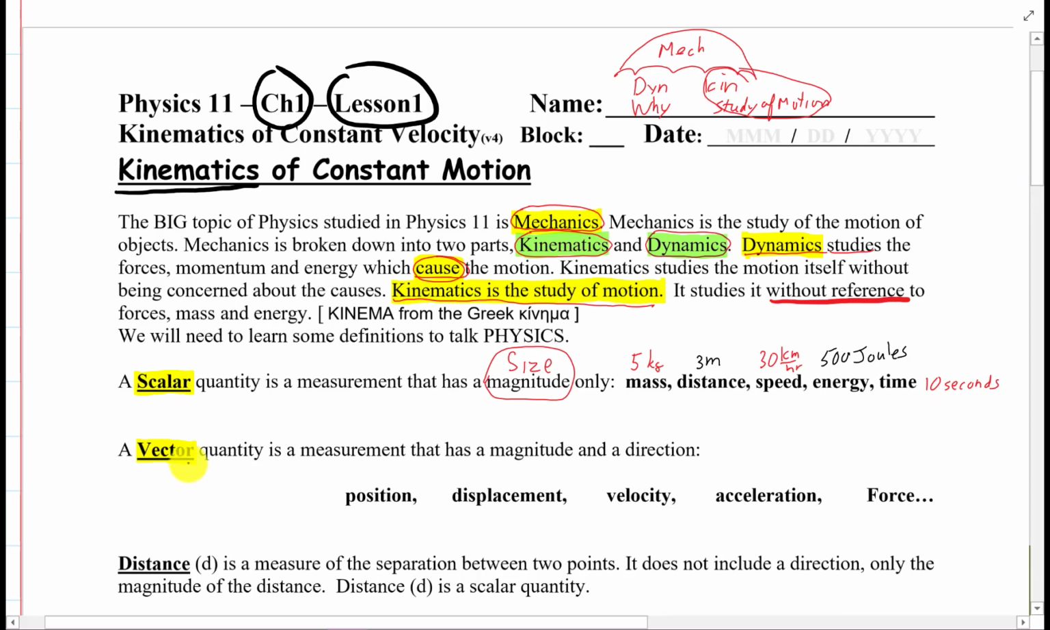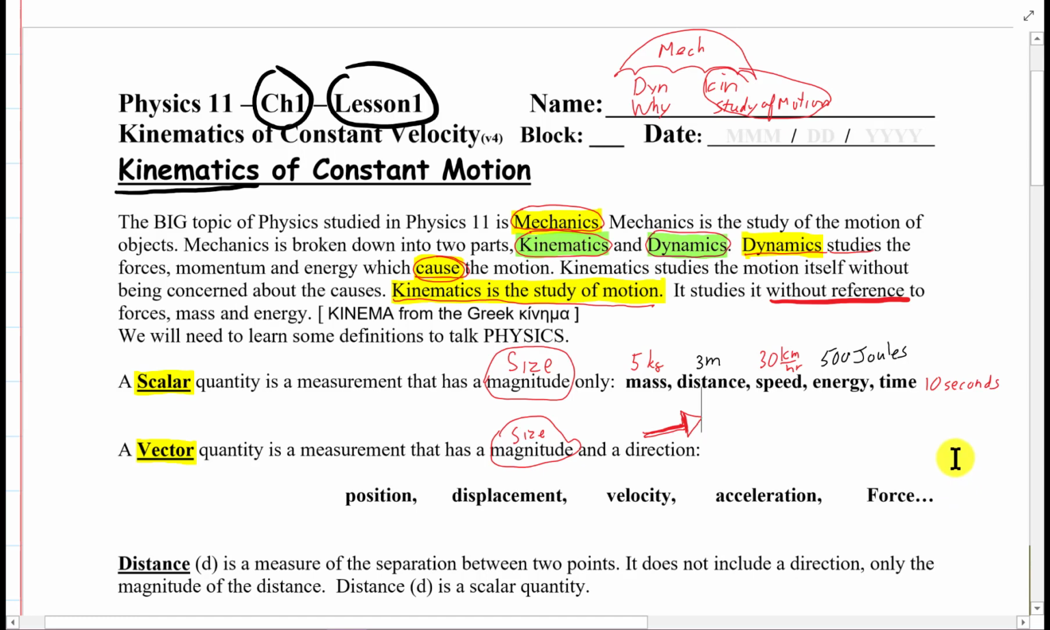A vector quantity is a measurement that has magnitude, that's again size, but also has direction. That's kind of like an arrow, right? It has a direction. Examples of vectors are position, displacement, velocity, acceleration, and force.